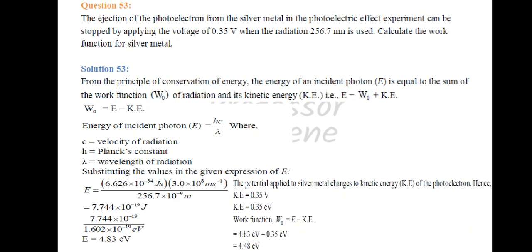Now the potential applied is 0.35 volts, is kinetic energy. So work function equals to E minus KE. We calculated E equal to 4.83 and KE is 0.35. So 4.83 minus 0.35 equals to 4.48 electron volts. That's the work function.